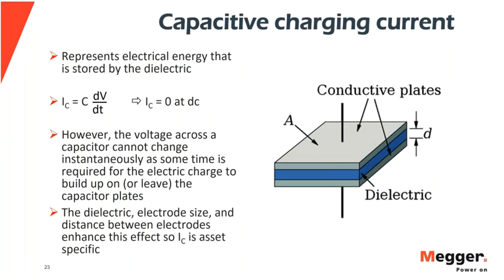However, the voltage across a capacitor doesn't change instantaneously. There's time required for the electric charge to build up on the capacitor plate. And the dielectric, the material separating those electrodes, the size of the electrode, and the distance between those electrodes are going to enhance this effect. So capacitive current is really asset specific. I can't just draw one graph with a representative capacitive current that covers all insulation systems. That's absolutely going to vary.